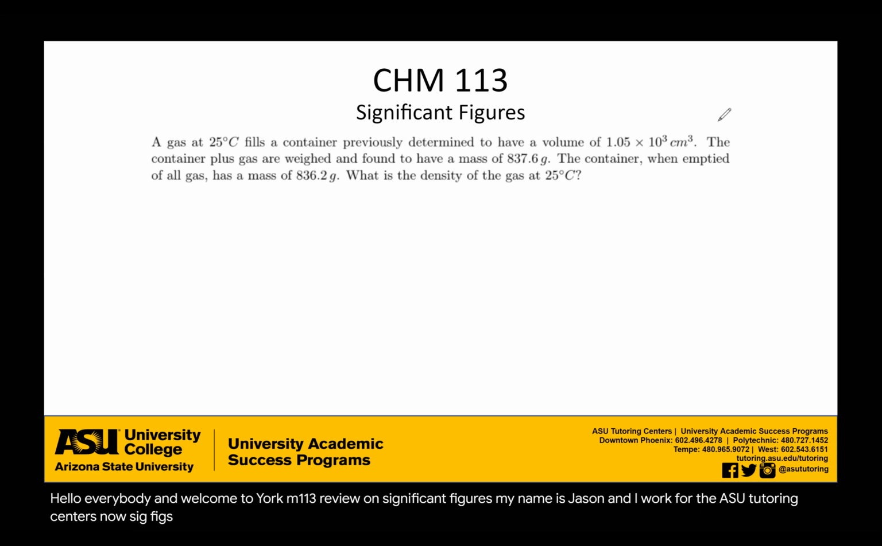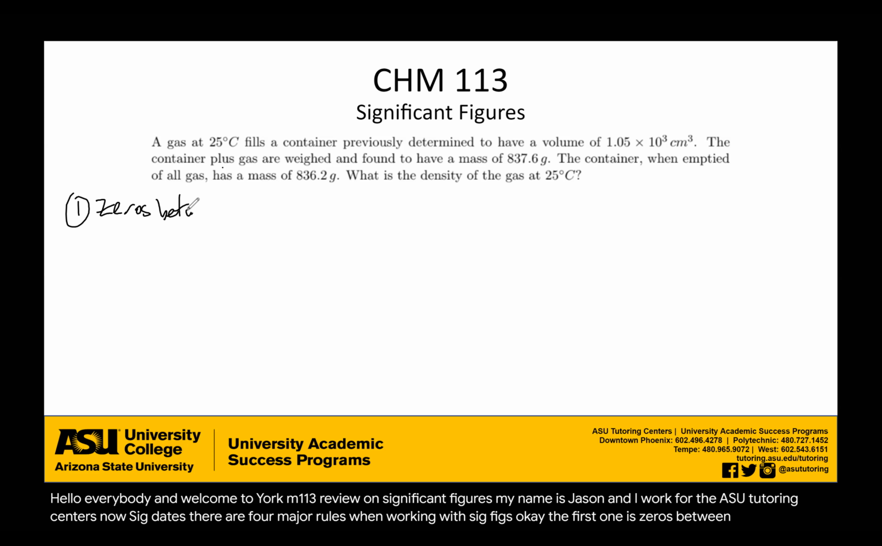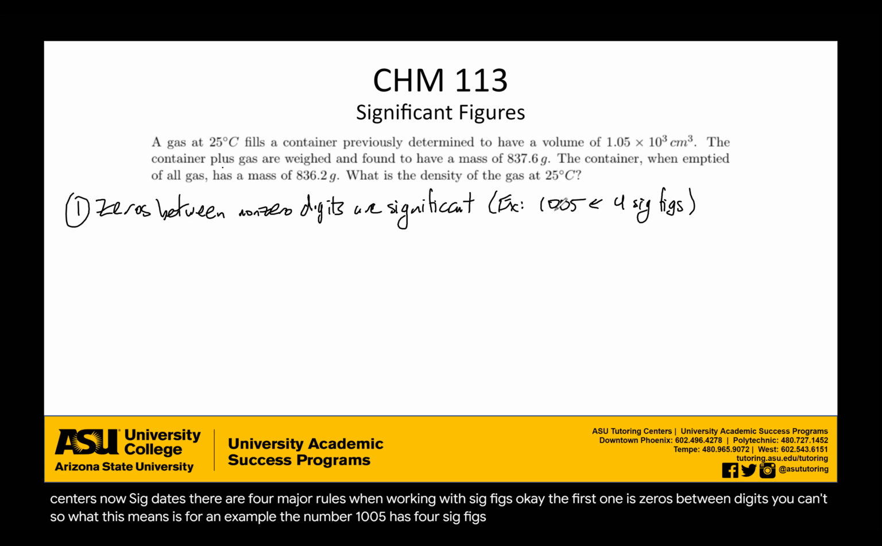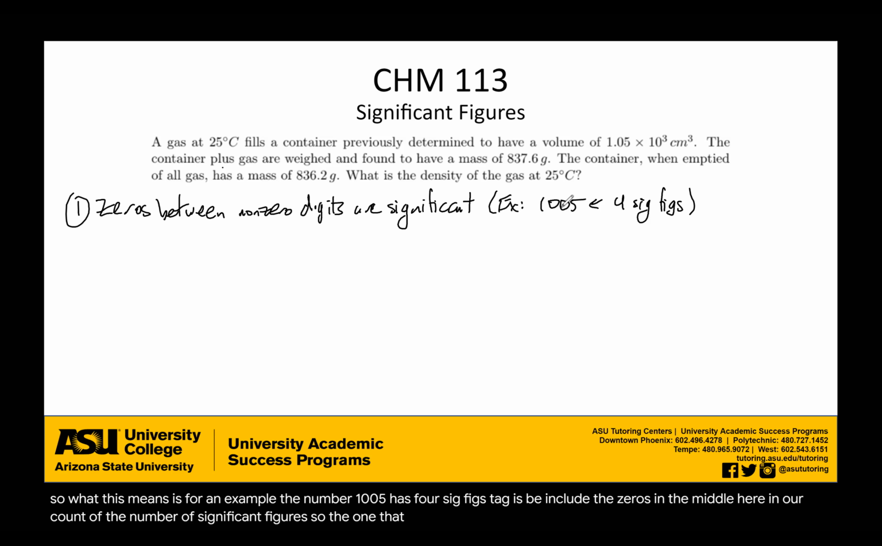Now, sig figs. There are four major rules when working with sig figs. The first one is zeros between non-zero digits are significant. So what this means is, for an example, the number 1005 has 4 sig figs, because we include the zeros in the middle here in our count of the number of significant figures. So the 1, the 0, and the 5 are all significant, giving us 4 sig figs.